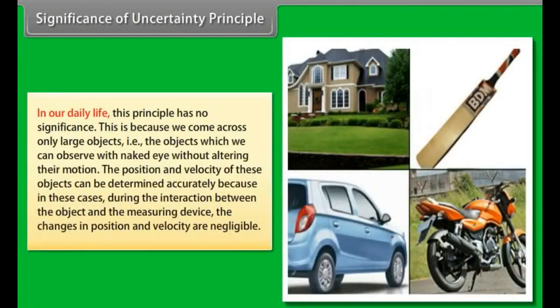In our daily life, this principle has no significance. This is because we come across only large objects, that is, objects which we can observe with the naked eye without altering their motion. The position and velocity of these objects can be determined accurately because in these cases, during the interaction between the object and the measuring device, the change in position and velocity is negligible.